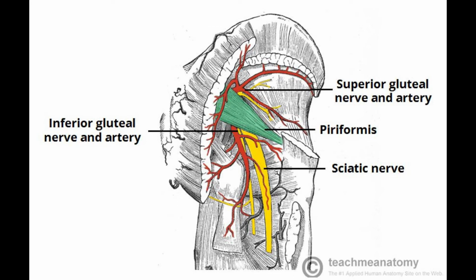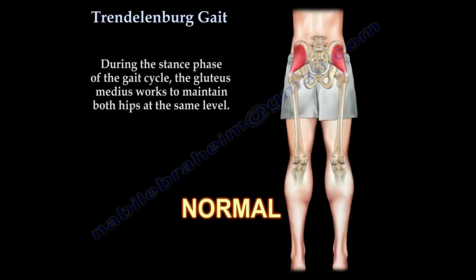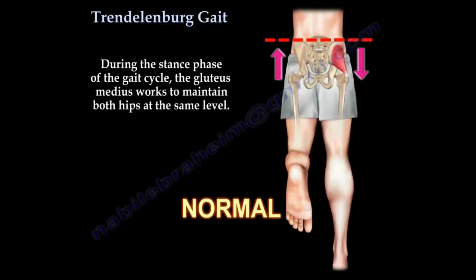Motor loss of these muscles would cause loss of the ability to abduct the hip, and unilateral injury shows a positive Trendelenburg sign, which I will show in the next slide or the next video. This is the drooping of the pelvis on one side when the ipsilateral foot is lifted off the ground, and bilateral injury shows waddling gait. During the stance phase of the gait cycle, the gluteus medius works to maintain both hips at the same level.